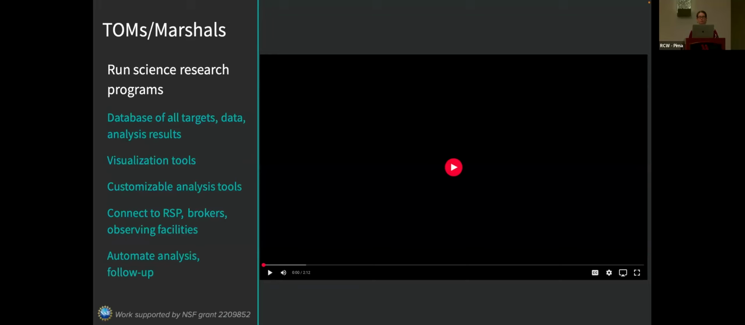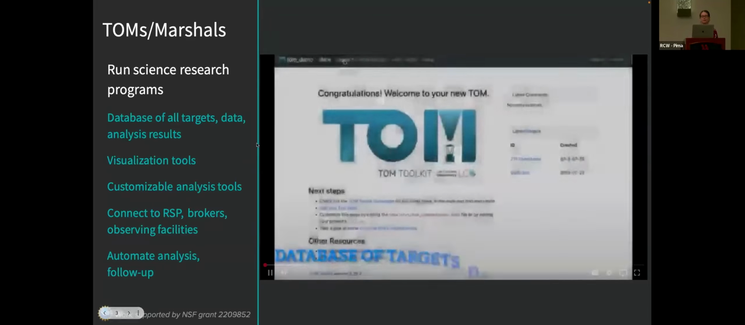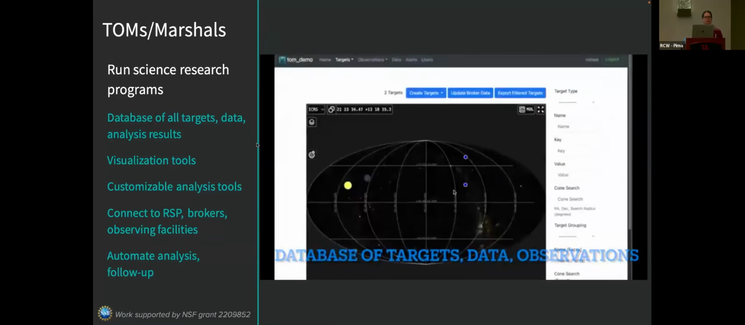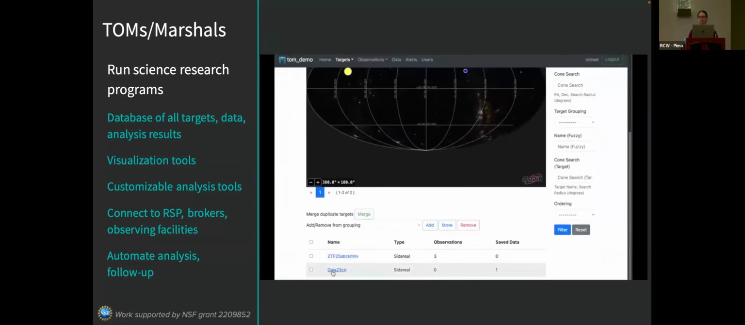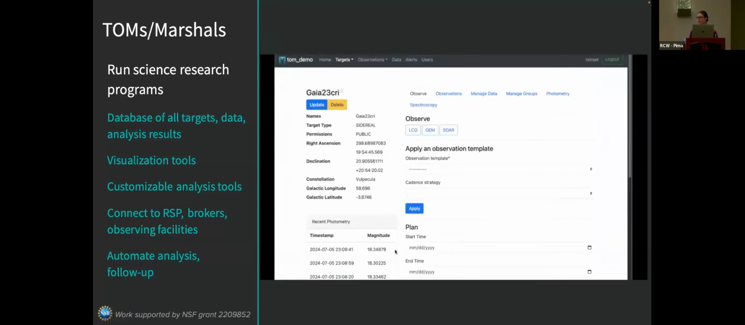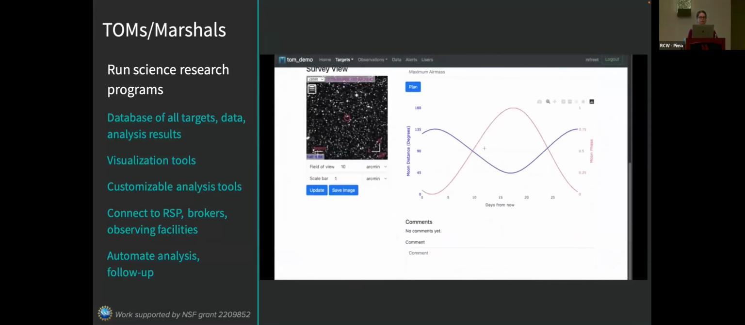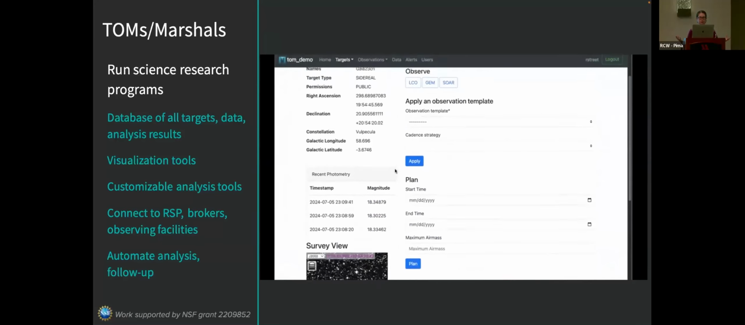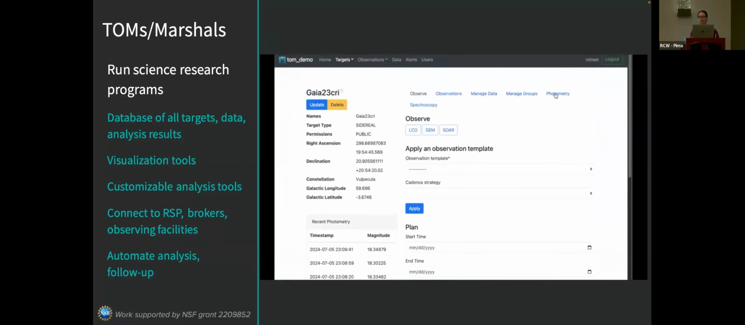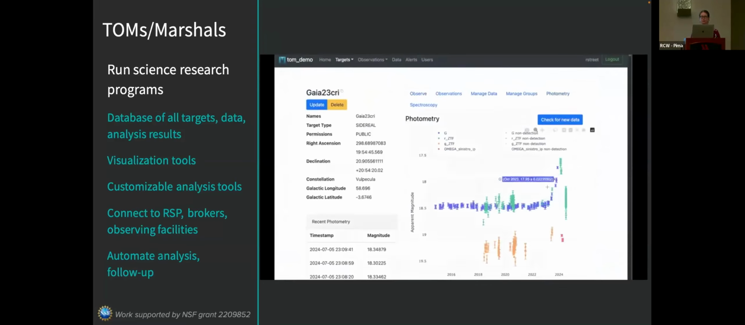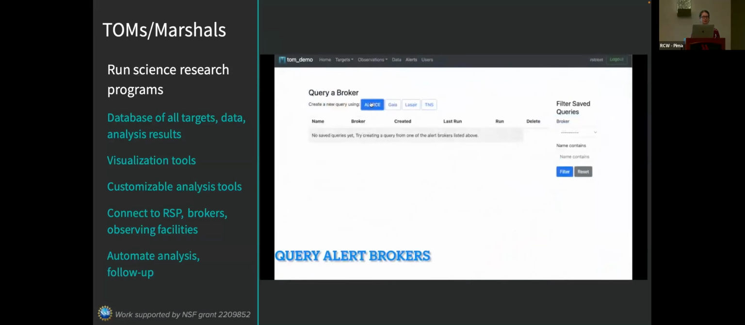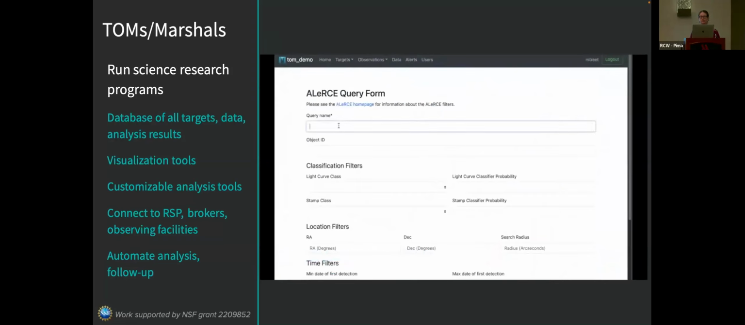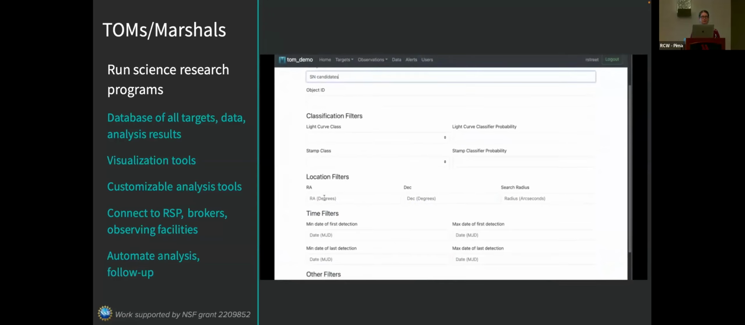So first up, the target and observation managers, also known as Marshall systems, and that's supposed to play automatically. There we go. The role of these systems is really to run the science program that is based on this huge flood of alerts and take some of the workload of really managing the day-to-day management of accumulating data on all targets from various different data sources. It provides a platform for data visualization tools. It also provides a platform for you to plug in your own data analysis code, which is critical for much of our science, is to be able to customize these tools.